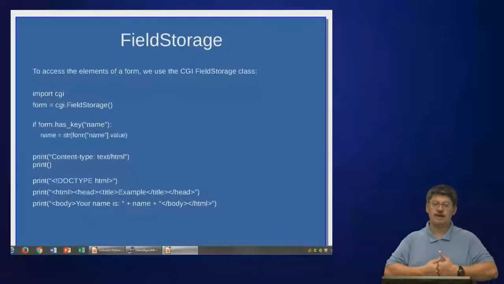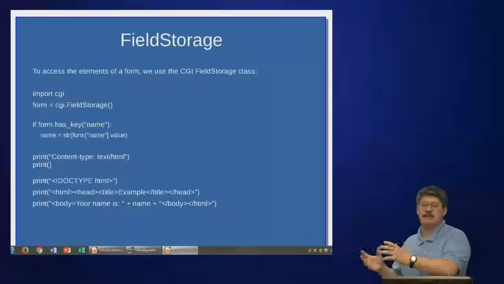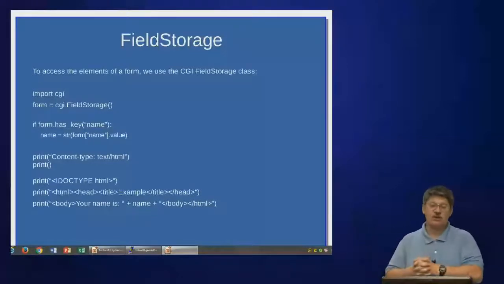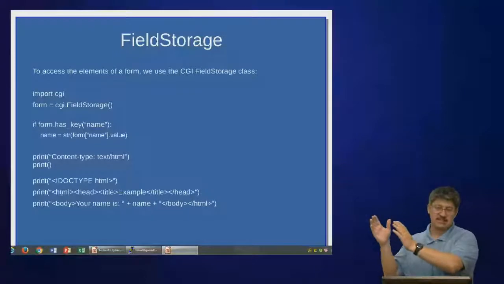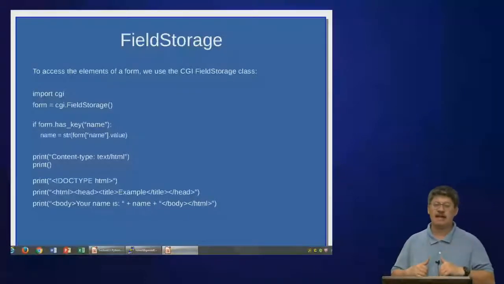So now I can print out my response message. My response message has to be an HTTP response message, so it has to have headers and a body. I'm going to print out my content type header, which is going to be text/html. Then I print a blank line, so I just print. And after my blank line, I'm going to print out a valid HTML document.